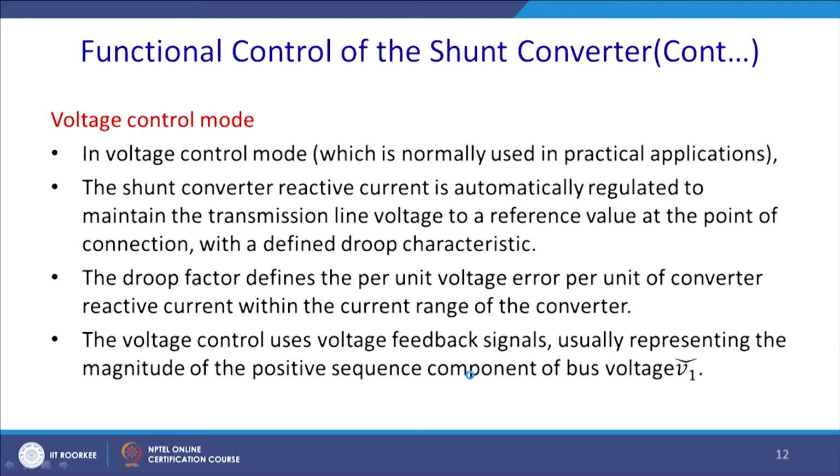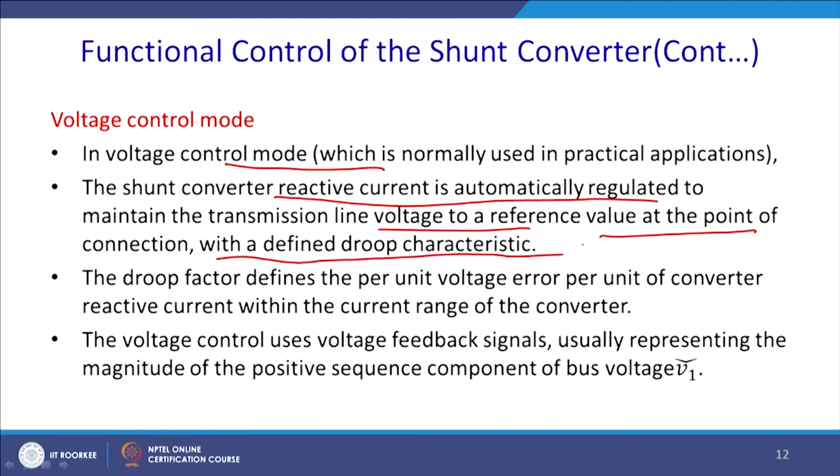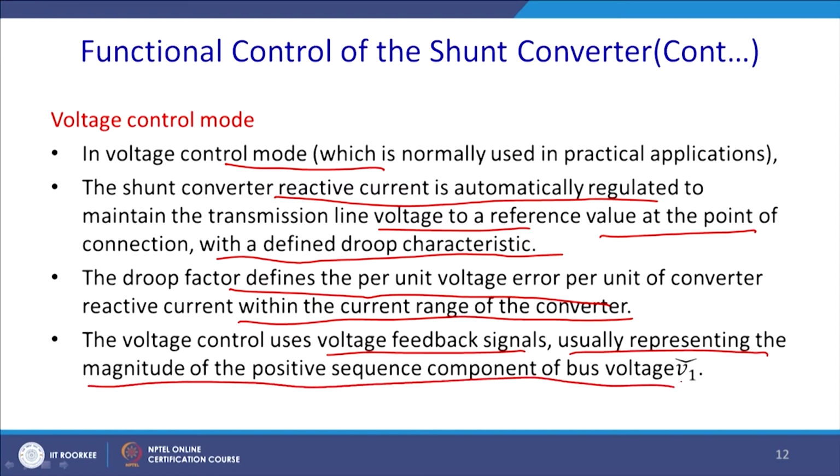Let us see. In the voltage mode control, which is normally used in all practical applications, the shunt converter reactive current is automatically regulated to maintain the transmission line voltage reference. So, it will inject the reactive power at the point of connection, or point of common coupling, with a definite droop characteristic. The droop factor defines the per unit voltage error per unit of the converter reactive current within the current range of the converter. Voltage control uses voltage feedback signals, usually representing the magnitude of the positive sequence component of the bus voltage V1.